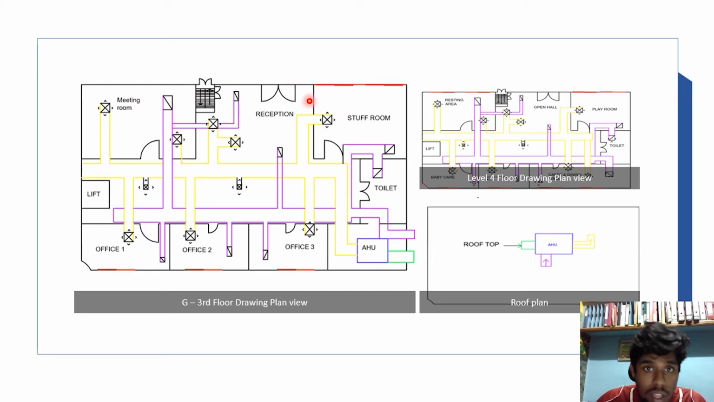And we also have other ventilation, which is natural ventilation. We have a sliding door for every office room, and also an exhaust fan at every toilet. Level 4 has the same function as the ground floor to third floor, but the centralized AHU system is fixed at the rooftop.